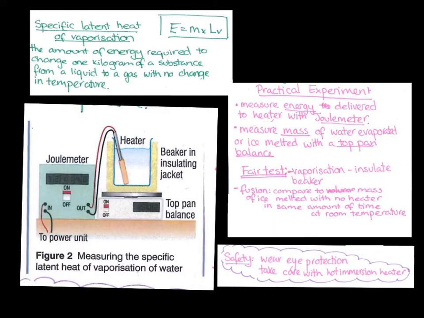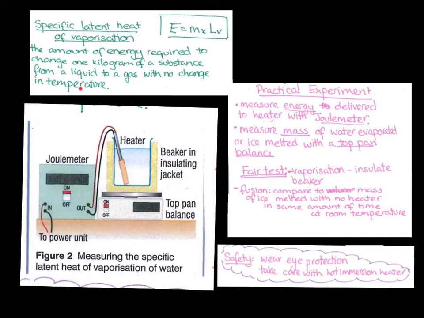Now we can also define the specific latent heat of vaporization. That involves changes of state from a liquid to a gas. The equation, as you can see here, is really similar. We've got the energy that's required is equal to the mass of the substance, so how many kilograms you've got, times the specific latent heat of vaporization. The only reason that they're different equations is because quite often the latent heat of vaporization is a different value to the latent heat of fusion.